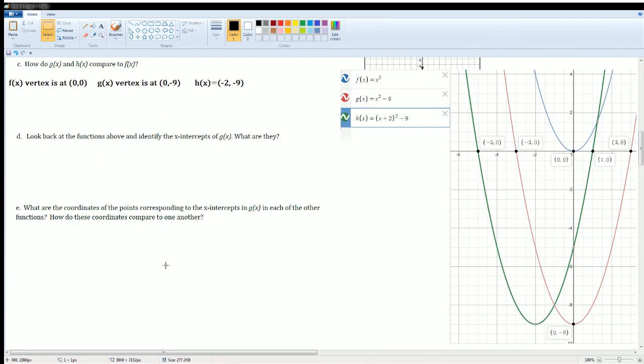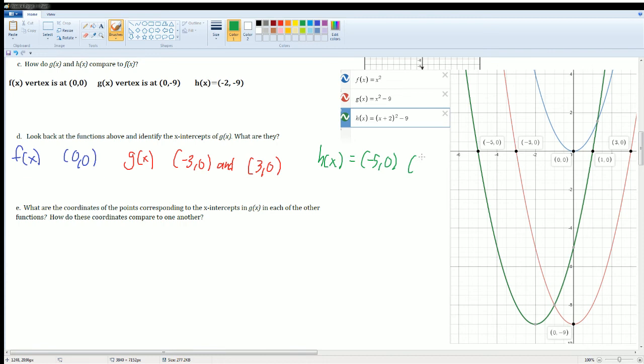I just copy and pasted the graph here to make sure it looks like it. Then I could just write here. They said f of x, which I made blue, and the x-intercepts are just going to be at 0, 0. The red, which is my g of x, is going to be at negative 3 comma 0 and 3 comma 0. Then my h of x is at negative 5 comma 0 and 1 comma 0.